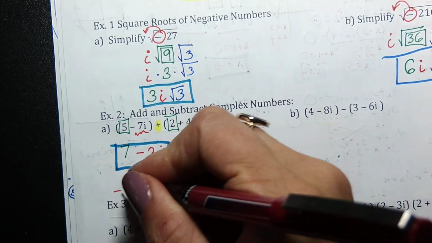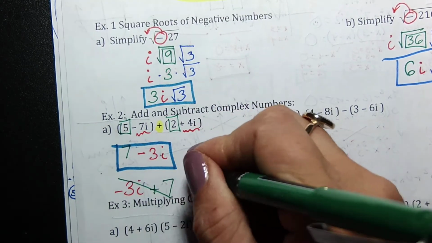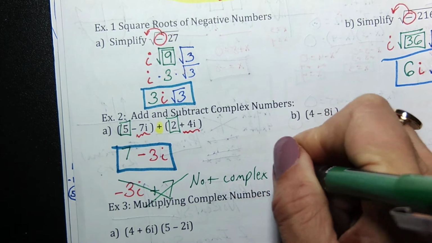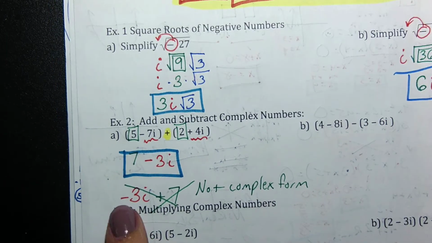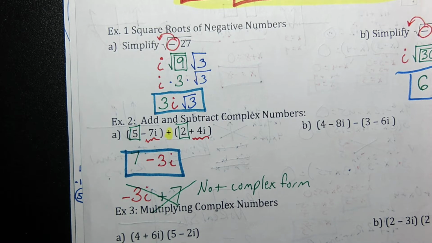And that is my answer in complex form. So it wouldn't be okay to have this. This is not complex form because the imaginary part is first and the real part is second. So it's considered not correct if they are written in that other order. So real part first, imaginary part second.